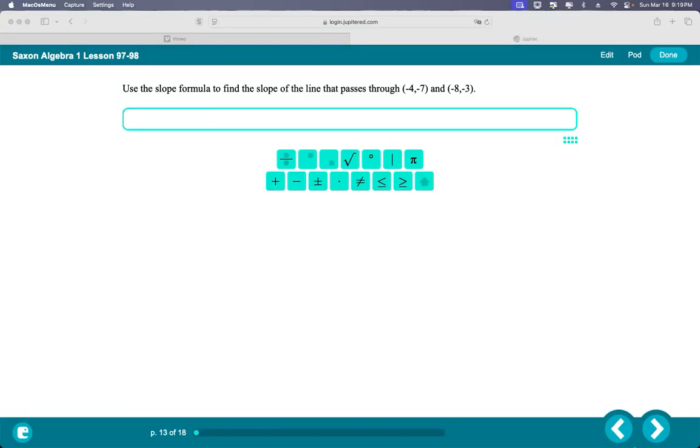Hey, Michaela. So, slope formula is just where we find the slope of the line, and we're going to subtract the y's over the x's to do that.